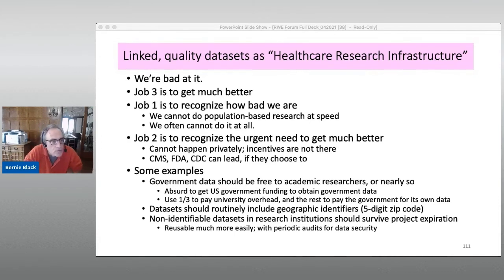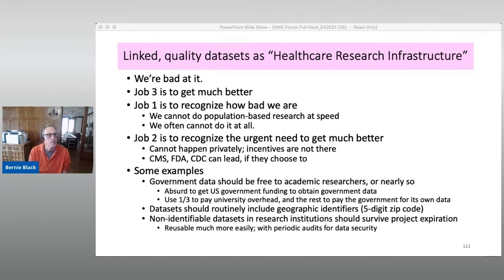Just a couple of examples here, right? Government data should be free or nearly free to academic researchers. It is absurd to go get US government funding to buy Medicare data from the government. I have a project where we got $500,000 in funding to buy Medicare data, out of which we used $300,000 to give back to the government, and the rest went to university overhead. Huh? That's crazy.